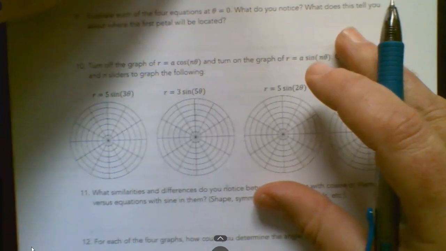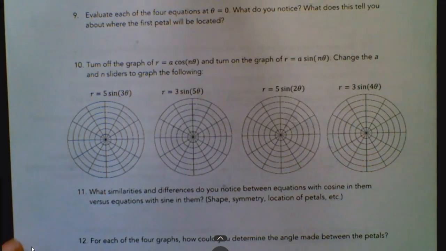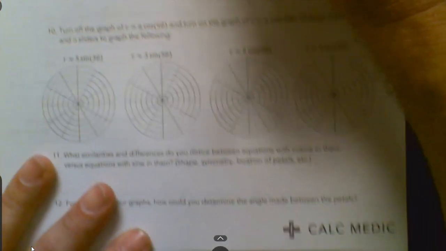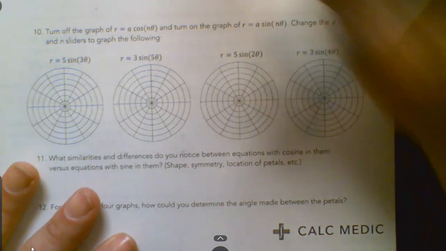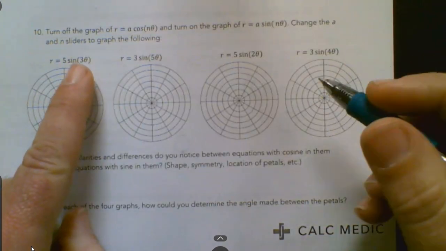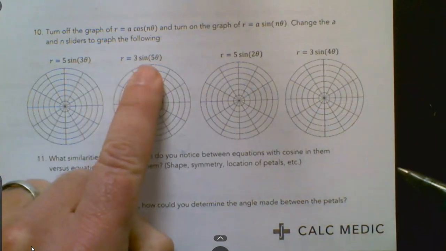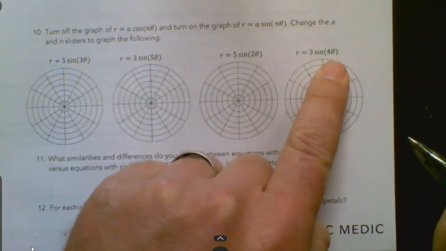As far as where the first petal is located, we already know with the cosine graphs, I already kind of talked about that, but we'll see how that changes when we get down to the sine graph. So let me jump down to these guys. Alright, so how are these different? If you look at the first one, the same rule applies as far as n is concerned. 3 petals, 5 petals, 4, 8.